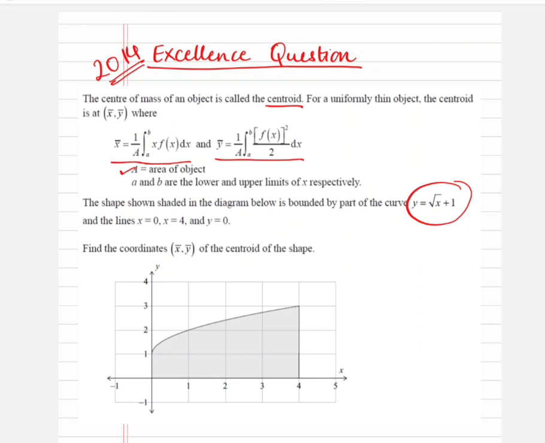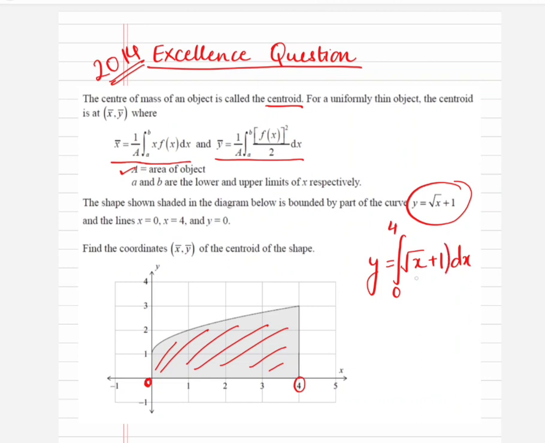Alright, so to find the area of the shaded region, we have to use this curve. Using y equals root x plus 1, we need to integrate this for the limit of x, which is 0 to 4, dx, and this is going to give us the area of this shape.